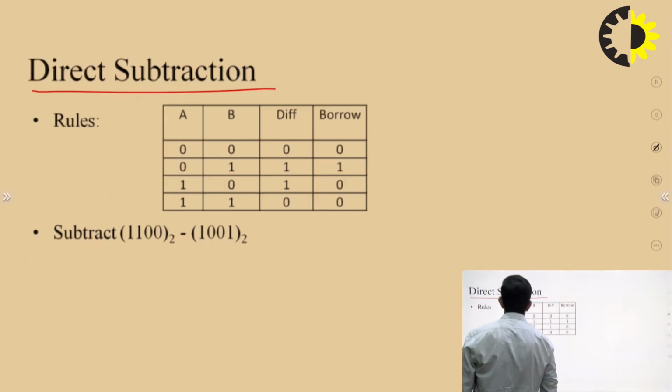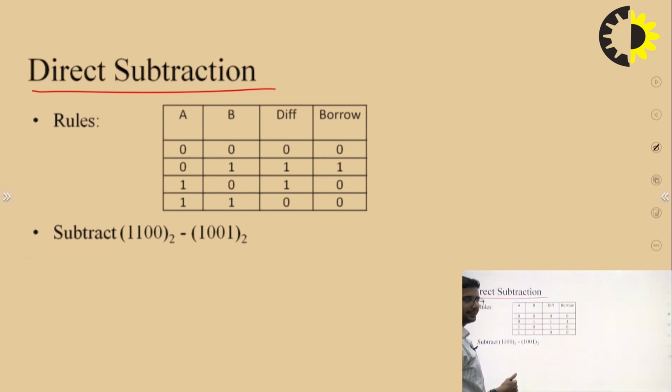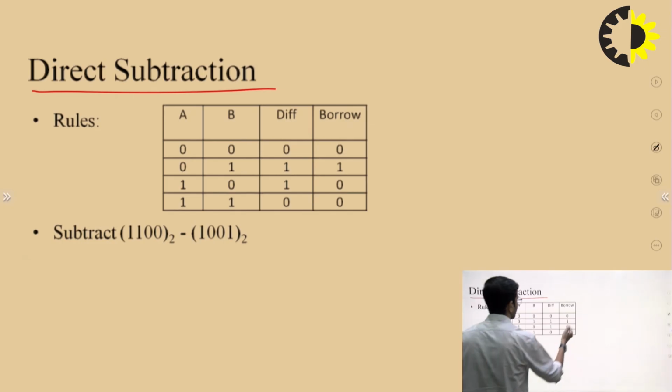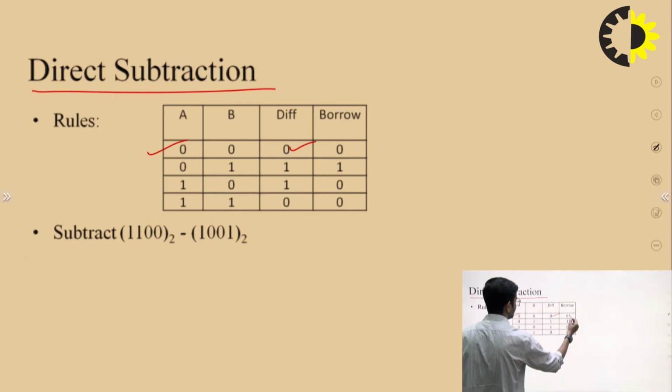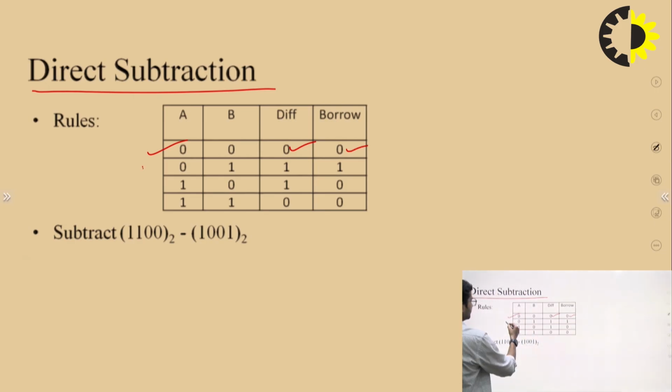Next topic is binary subtraction. First I will explain the direct method. Like 0 minus 0 is, difference is 0, borrow is 0. 0 minus 1, I will discuss this case later. 1 minus 0 is, difference is 1, borrow is 0. And 1 minus 1 is, difference is 0, borrow is 0.